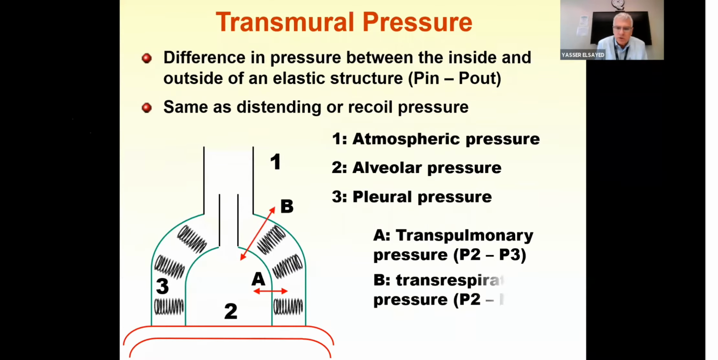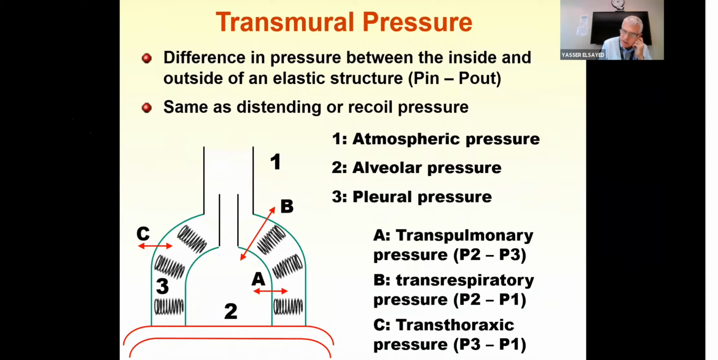The second transmural pressure is the transrespiratory pressure, which is the difference between the alveolar pressure and the atmospheric pressure. So the transrespiratory pressure is the gradient between the atmosphere and the alveoli, and is responsible for the actual flow of gas in and out of the alveoli during breathing. The third transmural pressure that is important to describe is C, the transthoracic pressure, which is the difference between the pleural pressure and the atmospheric pressure, and represents the total pressure required to expand or contract the lungs and chest wall.